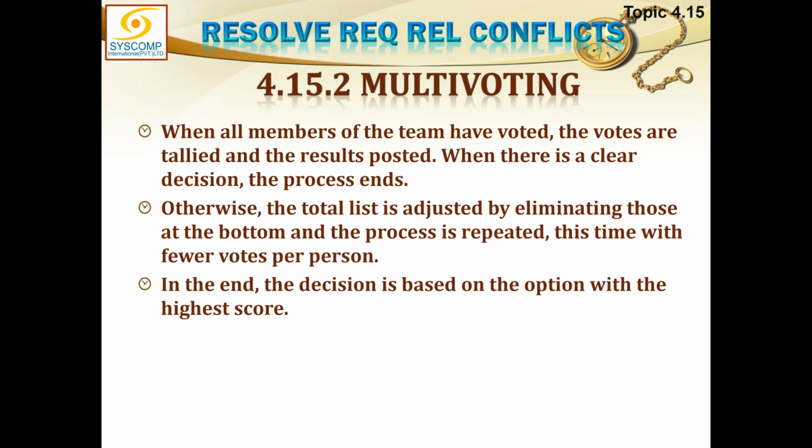When there is a clear decision, the process ends. Otherwise, the total list is adjusted by eliminating those at the bottom, and the process is repeated, this time with fewer votes per person. In the end, the decision is based on the option with the highest score.